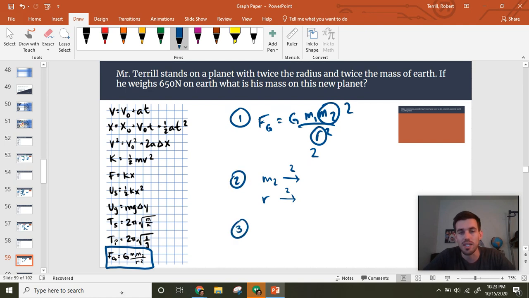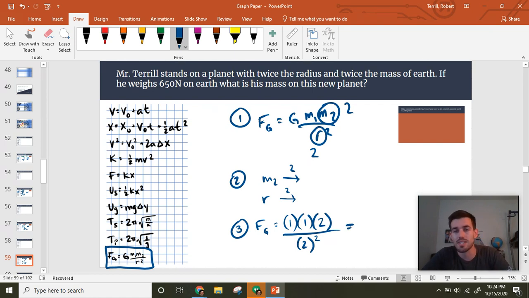When I plug them in, it's going to look something like Fg equals, all right, my big G is not changing. My mass of Mr. Terrell isn't changing. He's still the same guy, no matter what planet he's on. But the mass of the planet, that one there, is doubling. So I'm doubling it right there. Then the radius of the planet is also doubling, but I have to preserve that squared. Don't forget that squared isn't a variable that would be constant.